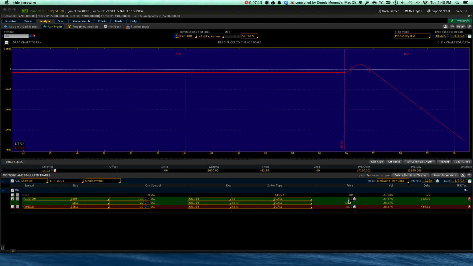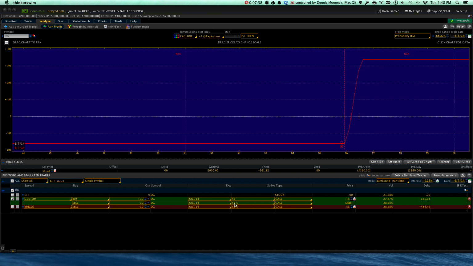If I had done the sharp back ratio, I wouldn't have collected 30 cents. I probably would have collected about 20 or 18. So this isn't a fair representation. But the sharp back ratio would have consisted of 10 long, 10 short 56.5, and another 10 short 56.5, so 20.